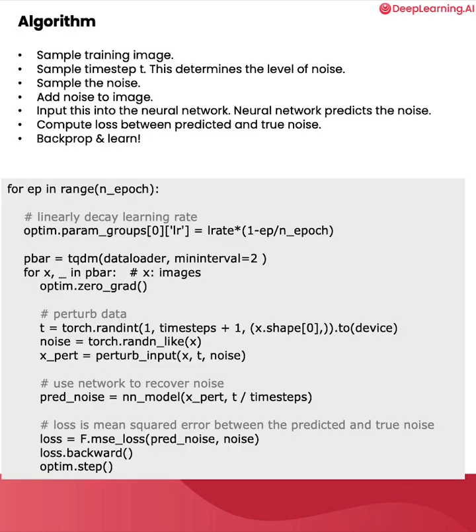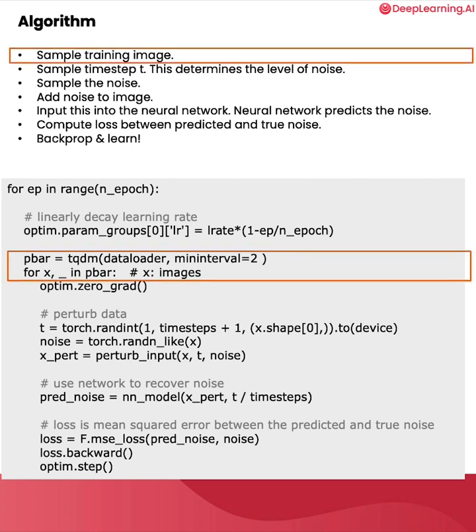All right, so now we'll go through the training algorithm with some code. So first you want to sample a training image. So here we are loading up all the data into the data loader. We're putting it into a progress bar so that we can visualize it. But essentially imagine all the data here. We're then iterating through all of the data samples. So X here is a training image.